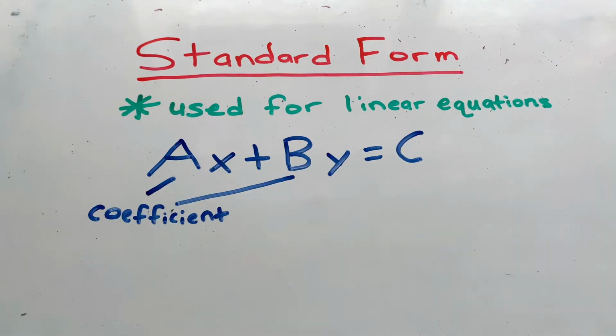The next equation is standard form. This equation is also used for linear equations. It is used to find the x-intercept, y-intercept, and slope. The model for this equation is ax plus by equals c. The a and b represent the coefficients of the x and the y respectively, and the c is the constant because it has no variable with it.